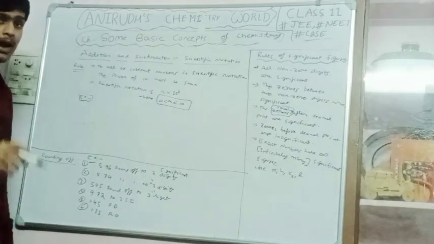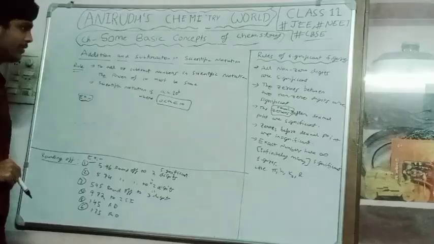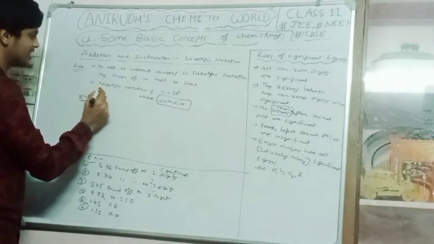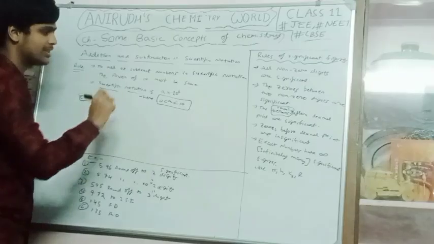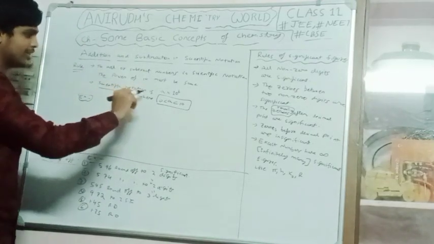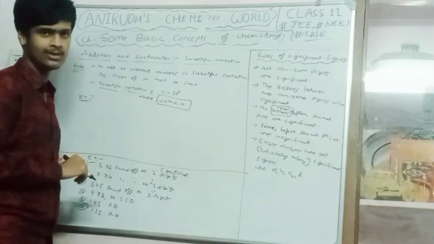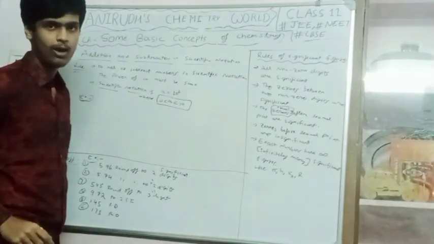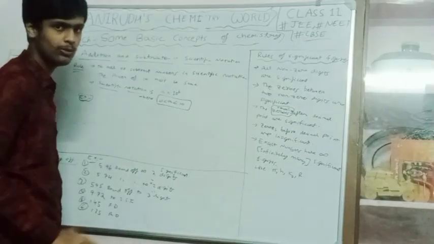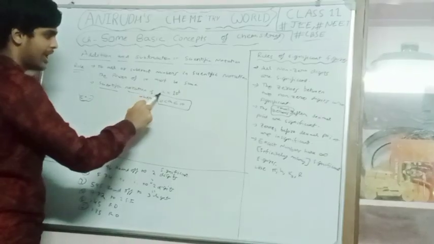We need to add and subtract numbers in scientific notation. What is scientific notation? Let us just focus at this point. Scientific notation is nothing but A into 10 to the power of B, where A is the base and B is the order of magnitude. I previously told this. If you have any doubt, you just rewind the video.